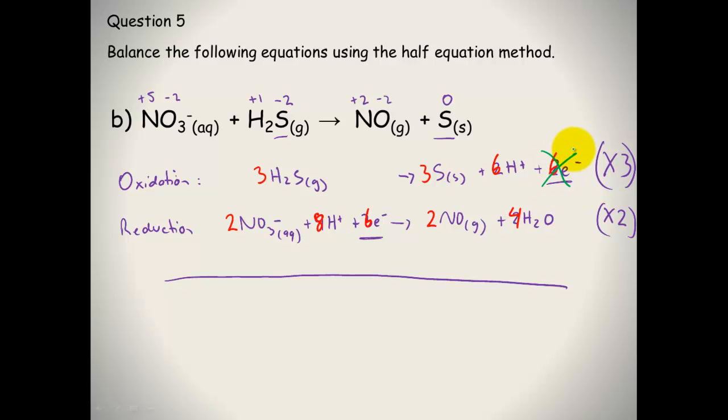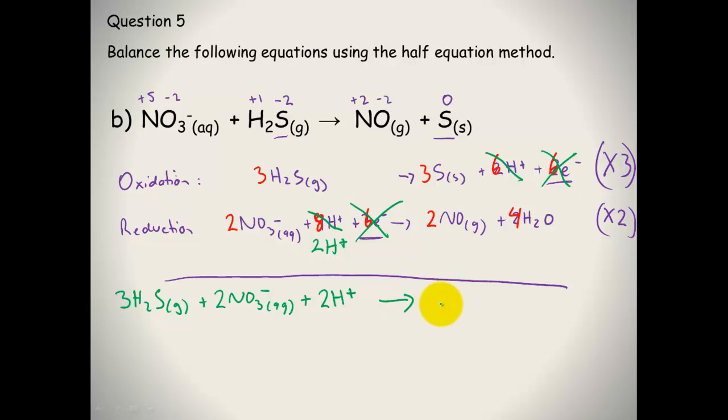I can cancel out our electrons and add those 2 half equations together. And here I can also decrease the number of hydrogens. I've got 8 on this side and I've got 6 on this side, so I can make this 2 hydrogens. Don't forget your states. Plus 2NO gas plus 4H2O liquid.